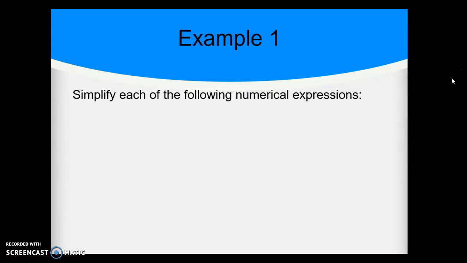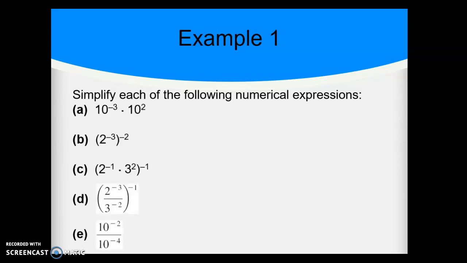So now let's give this a shot. Let's see if we can apply all of those rules for exponents that we've learned previously with the new rules for exponents, the zero exponent rule and the negative exponent rule, to some problems. So simplify each of the following numerical expressions. Now, I'm starting simple here and I'm going to work up to more complicated.